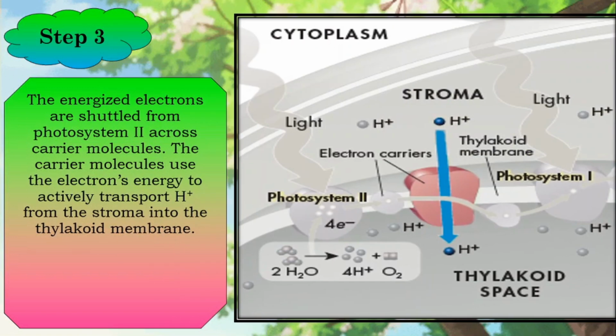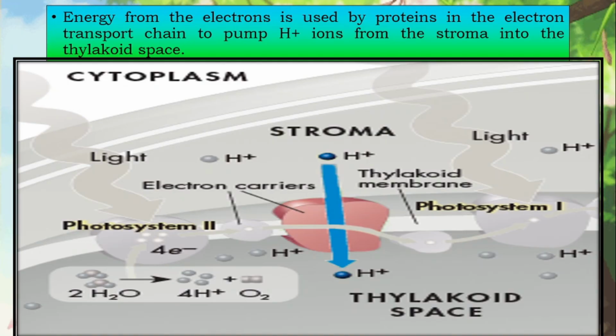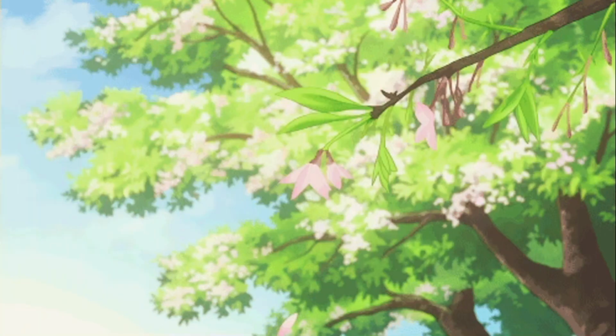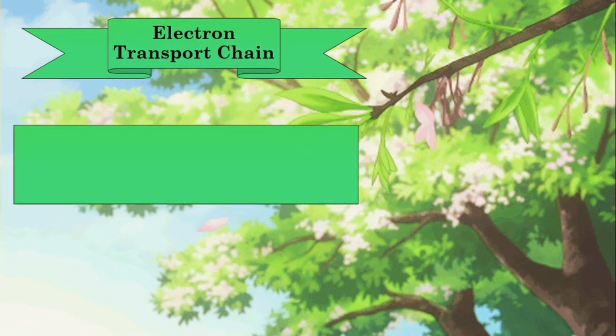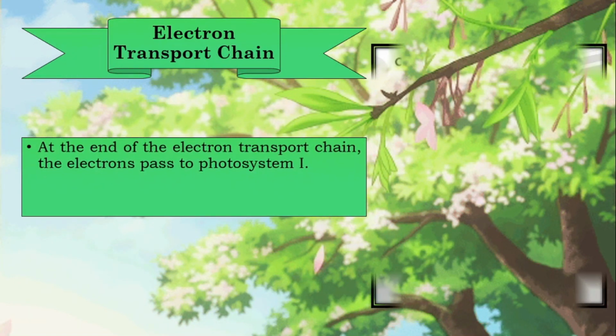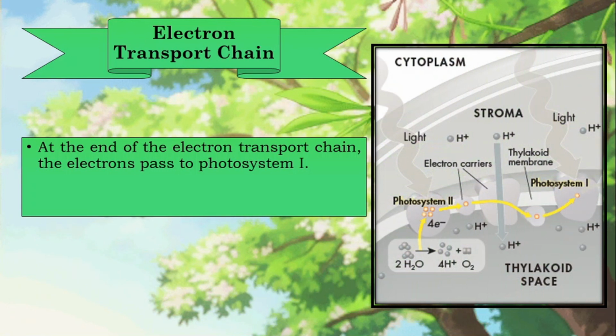Step 3. The energized electrons are shuttled from photosystem 2 across carrier molecules. These carrier molecules use the electron's energy to actively transport hydrogen ions from the stroma into the thylakoid membrane. Energy from the electrons is used by the proteins in the electron transport chain to pump hydrogen ions from the stroma into the thylakoid space. The electron transport chain. At the end of the electron transport chain, the electron will pass to photosystem 1.